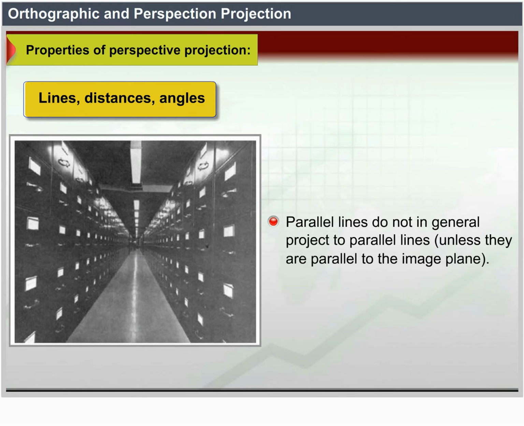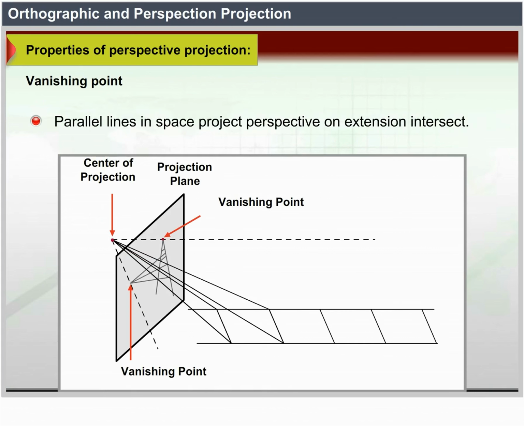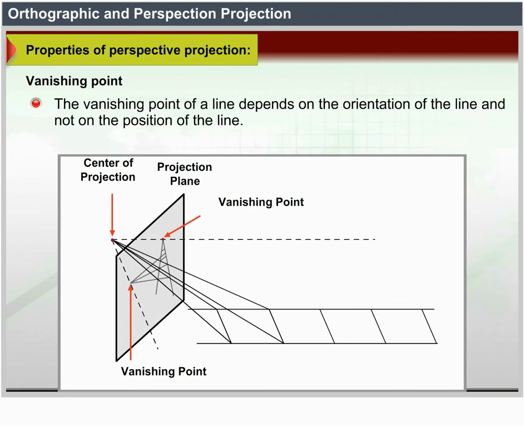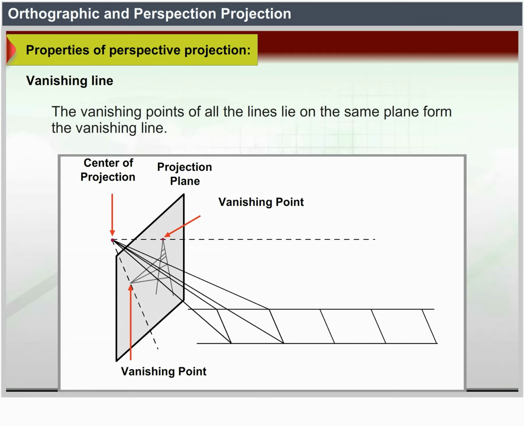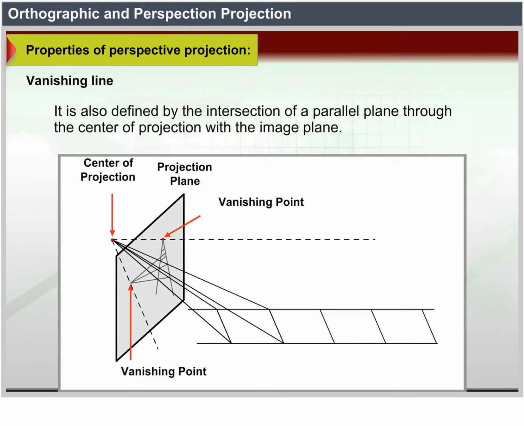Vanishing point. Parallel lines in space project perspectively onto lines that, on extension, intersect at a single point in the image plane called the vanishing point or point at infinity. Alternative definition: the vanishing point of a line depends on the orientation of the line and not on its position. The vanishing point of any given line in space is located at the point in the image where a parallel line through the center of projection intersects the image plane. Vanishing line: the vanishing points of all the lines that lie on the same plane form the vanishing line. It is also defined by the intersection of a parallel plane through the center of projection with the image plane.